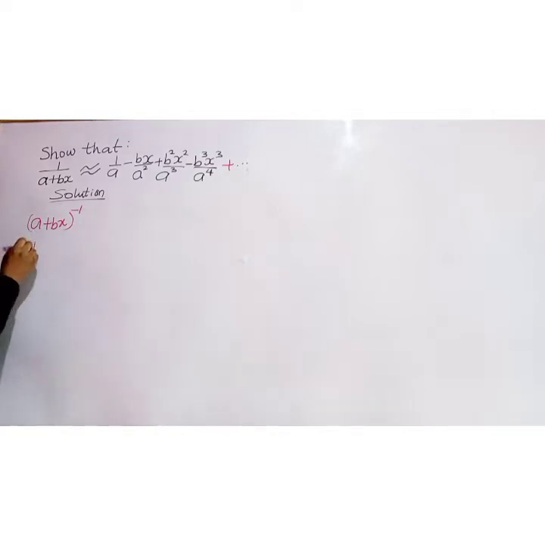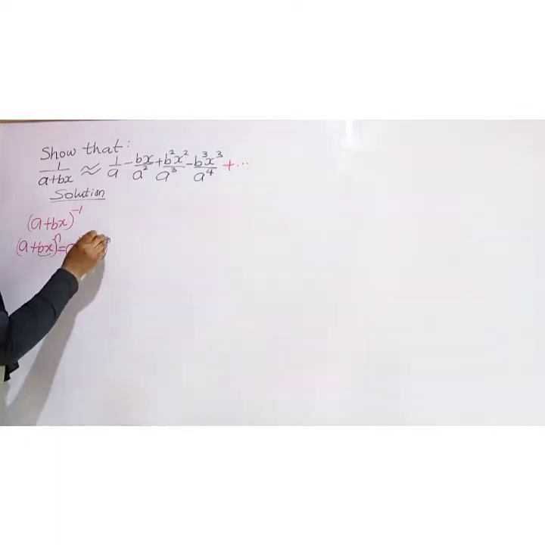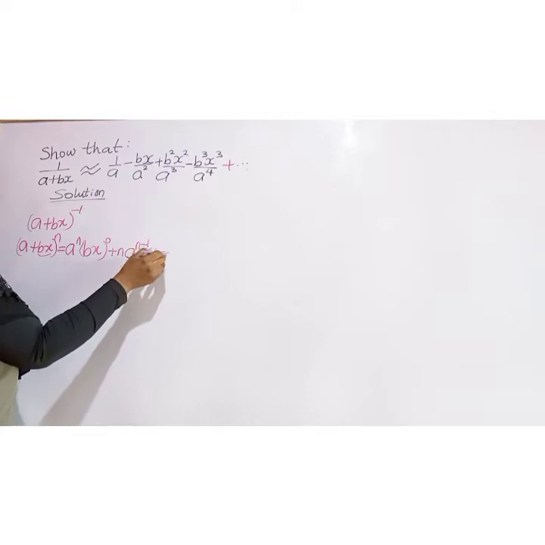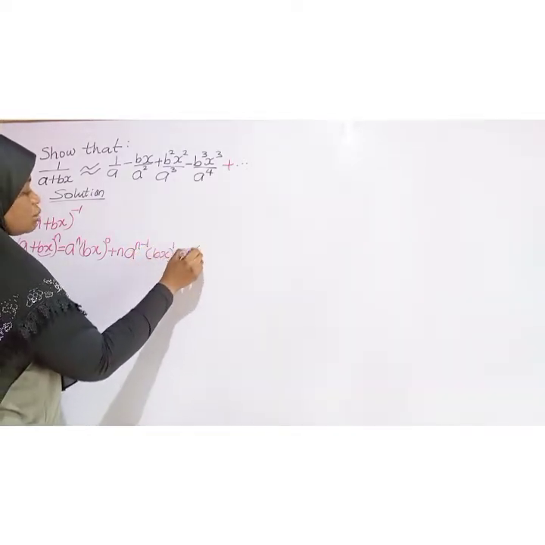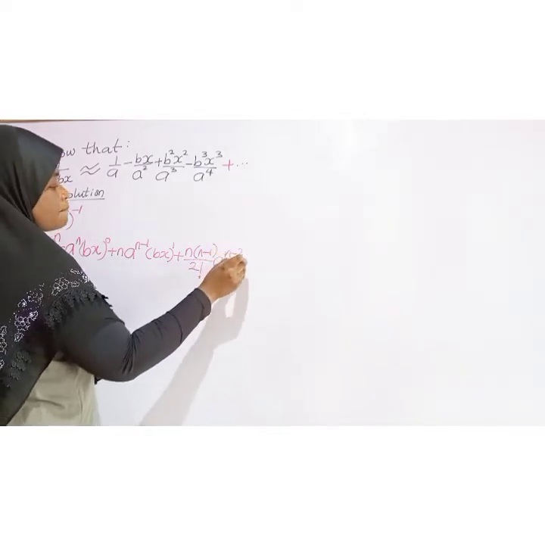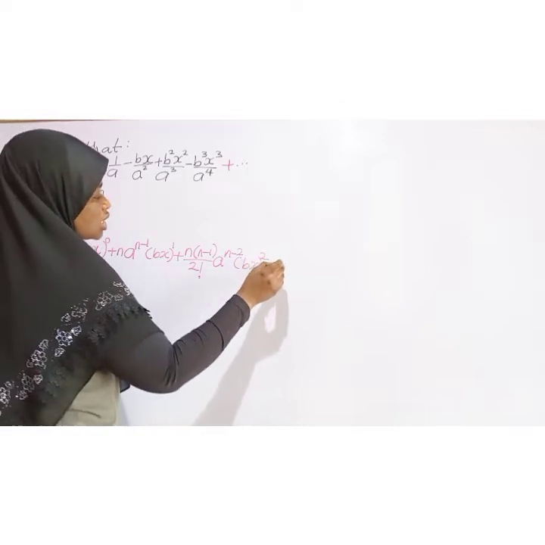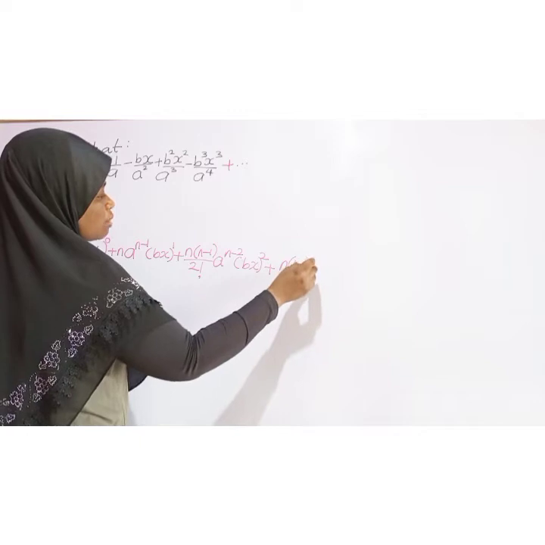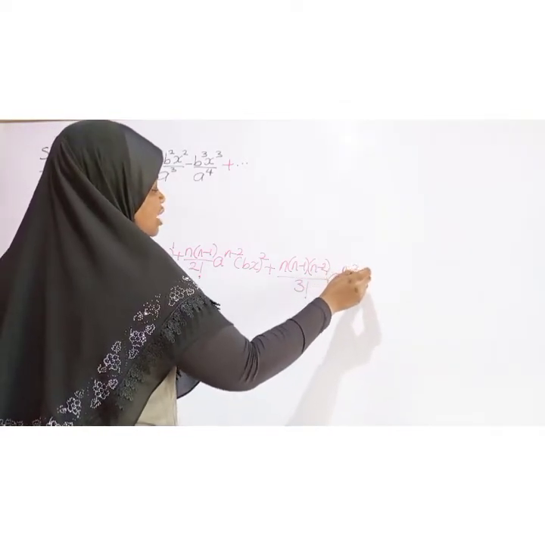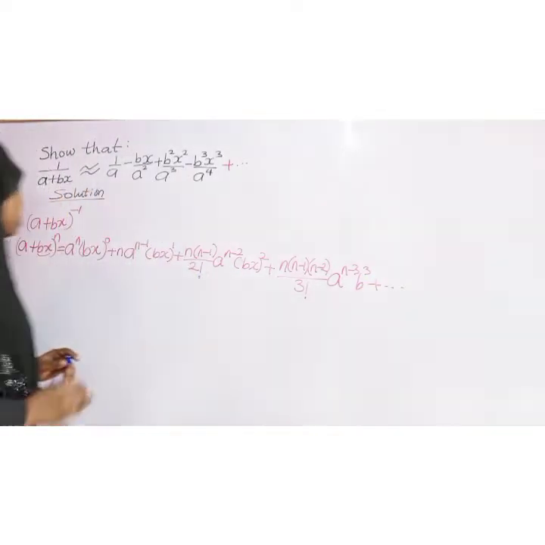So if you have something like a plus bx raised to power n, then we are going to have a raised to power n, then bx raised to power 0, then plus n, a raised to power n minus 1, then bx raised to power 1, plus n into bracket n minus 1 over 2 factorial, then a raised to power n minus 2, bx raised to power 2, plus n into bracket n minus 1 multiplied by n minus 2 over 3 factorial, then a raised to power n minus 3, then bx raised to power 3 plus dot dot dot. So it continues.